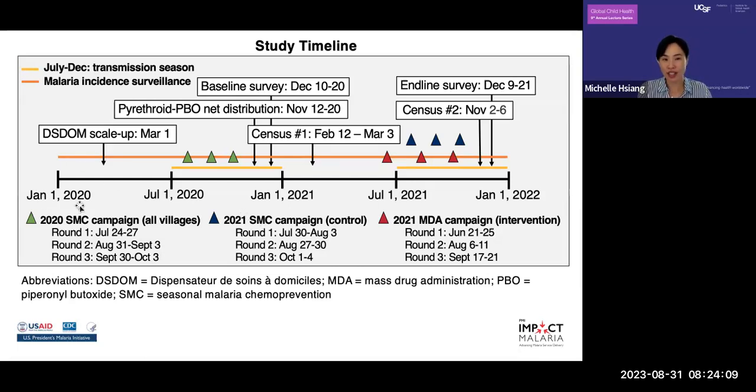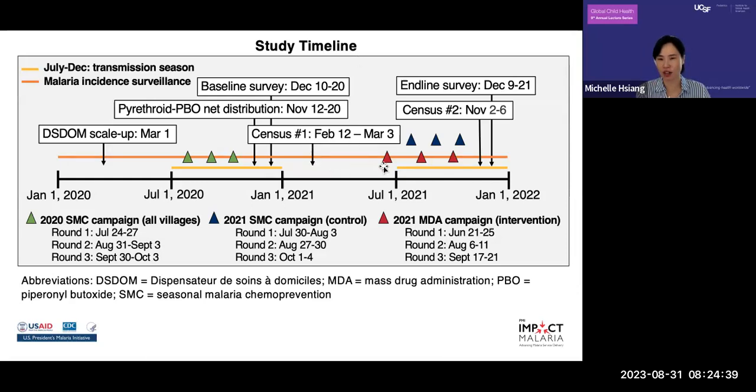We started around the time of COVID with the scale up of the community health workers, the DESDEMs. They were in most villages, but not all of them. We wanted to make sure that we had really optimized the standard interventions. SMC, shown in green, was done 3 rounds in both arms before we implemented the intervention. Bed net distribution, then we did a baseline survey. We did a census to get our denominators.